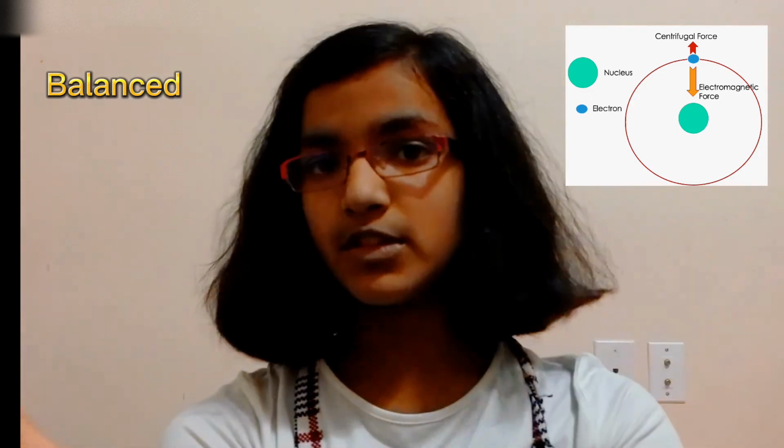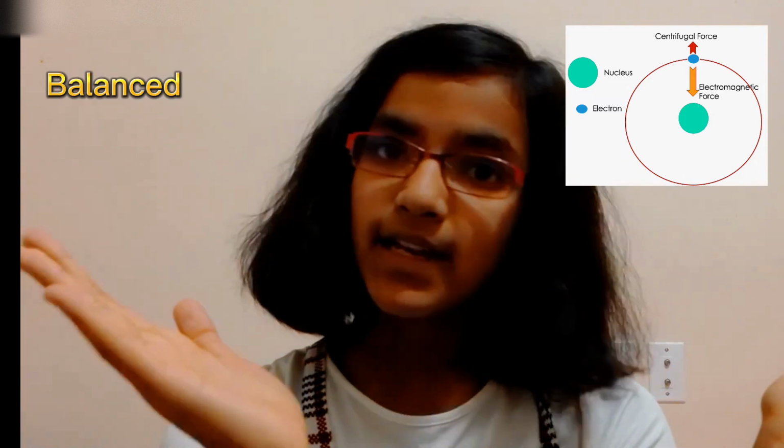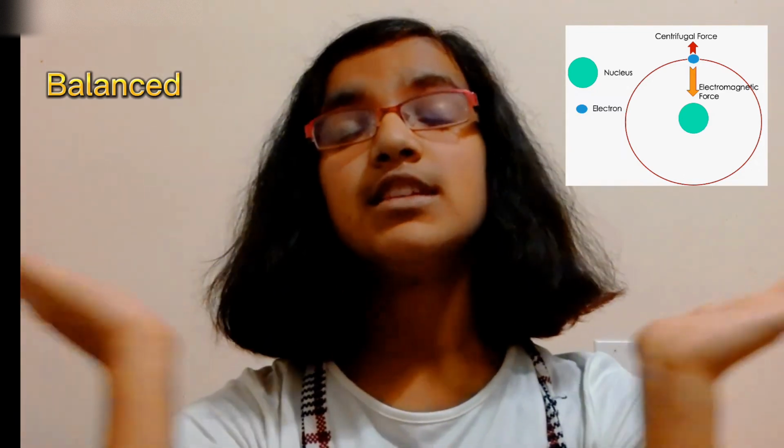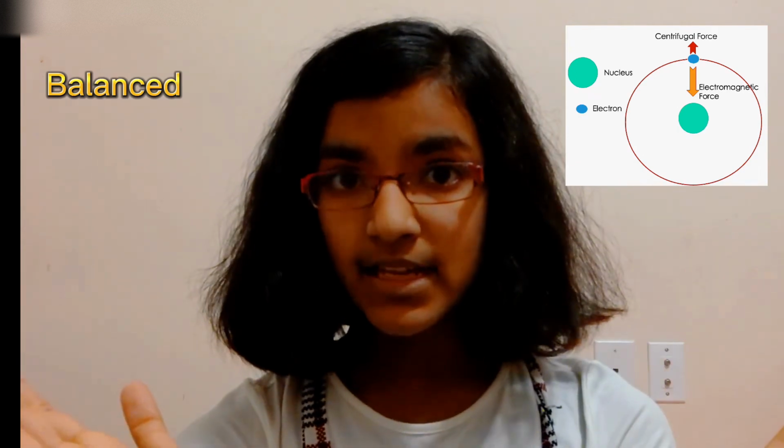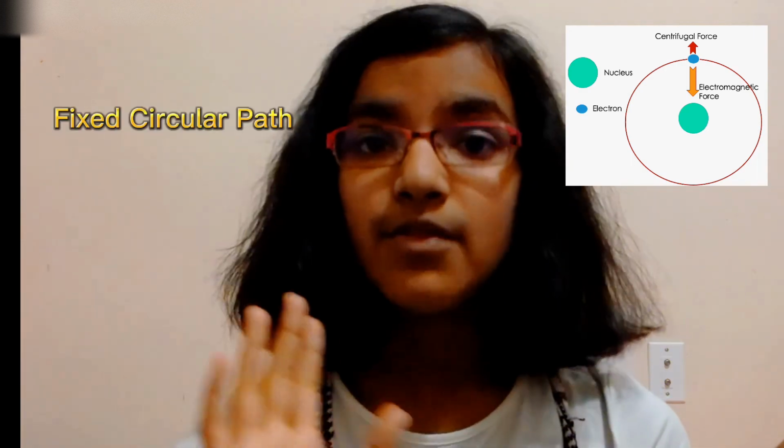The reason the electron stays in the fixed circular orbit and isn't forced in one of those directions is that both the forces are balanced. Both the centrifugal force, which pulls away from the center, and the electromagnetic force, which pulls towards the center, are balanced, and that is why the electron stays in a fixed circular path around the nucleus. Okay, now we have answered both the questions that we talked about earlier.